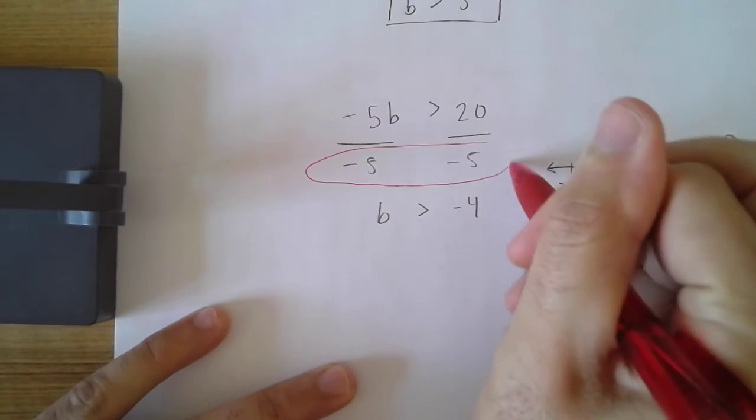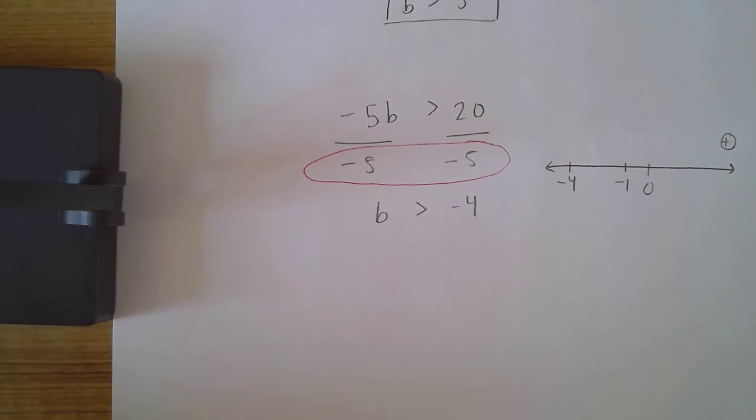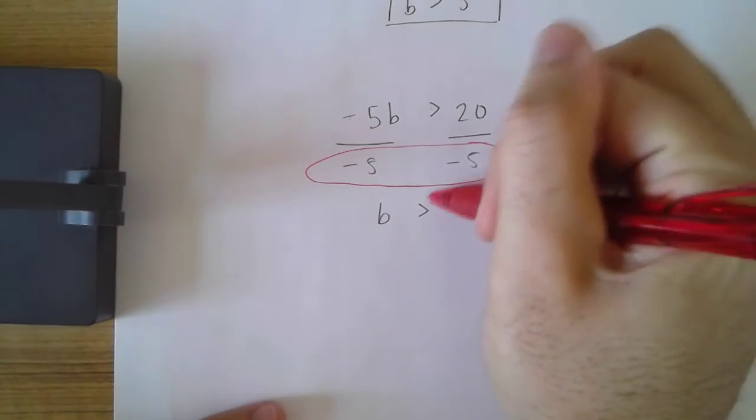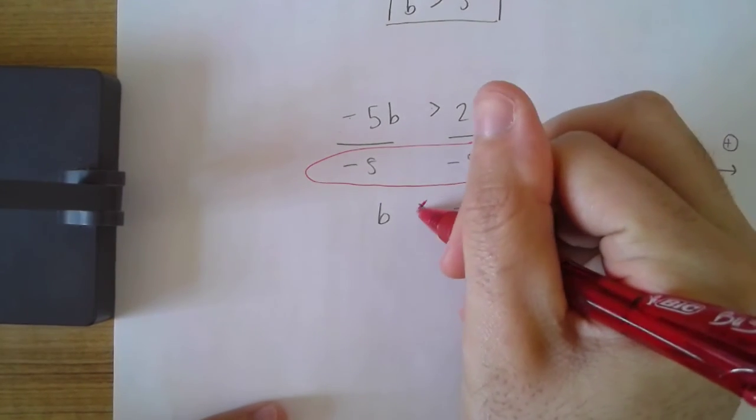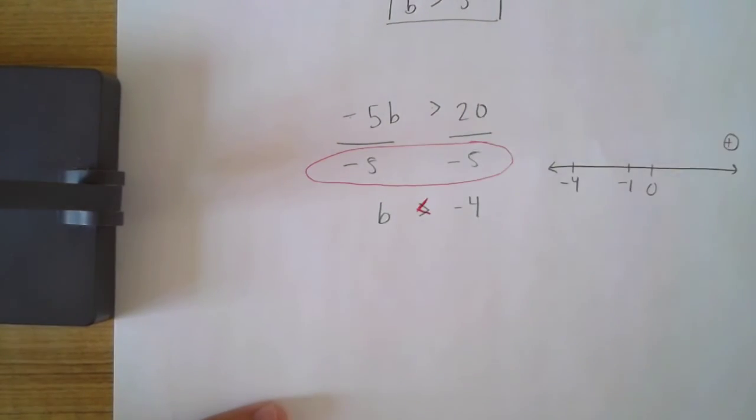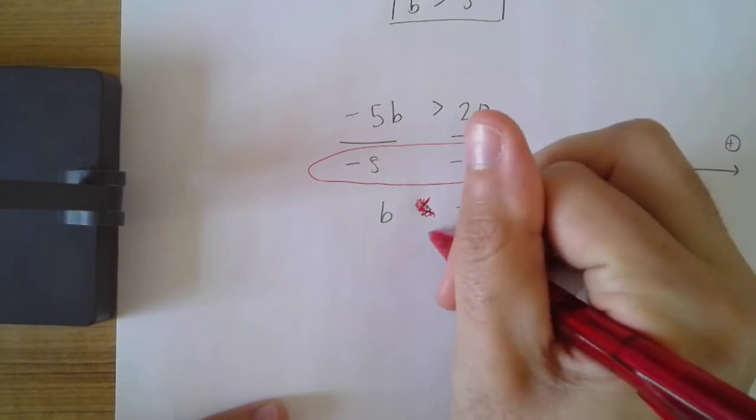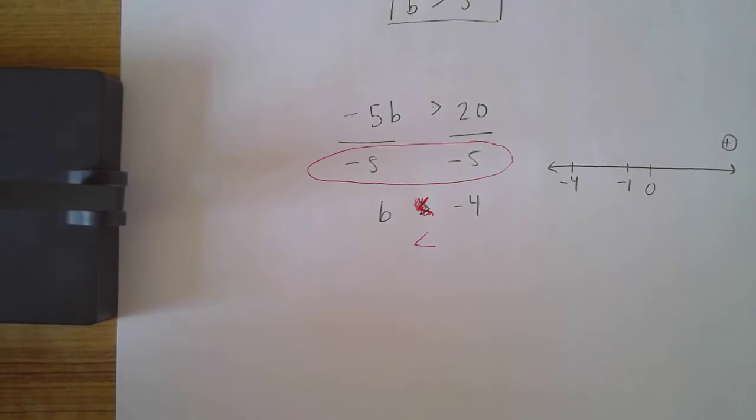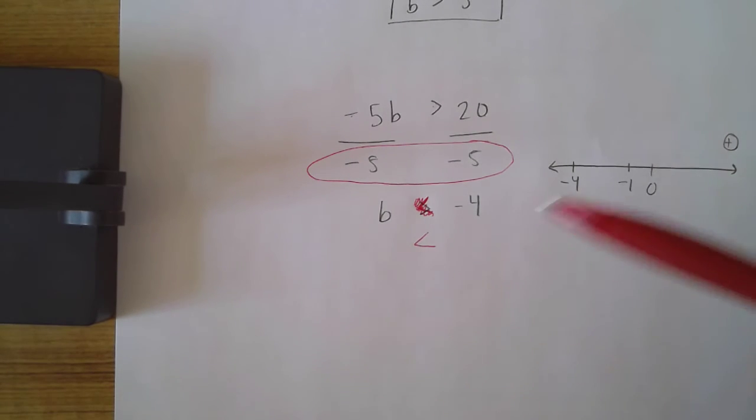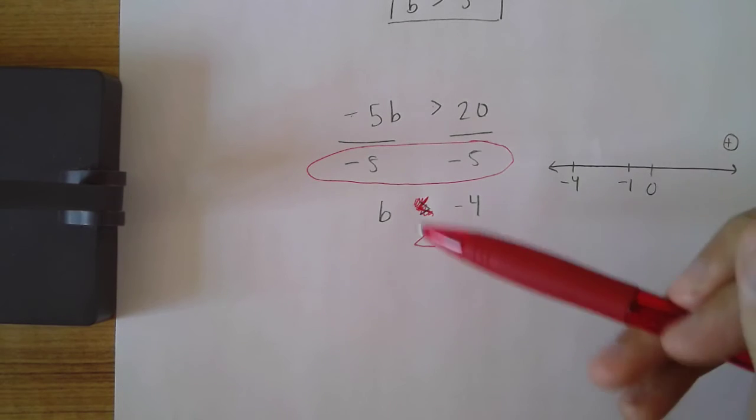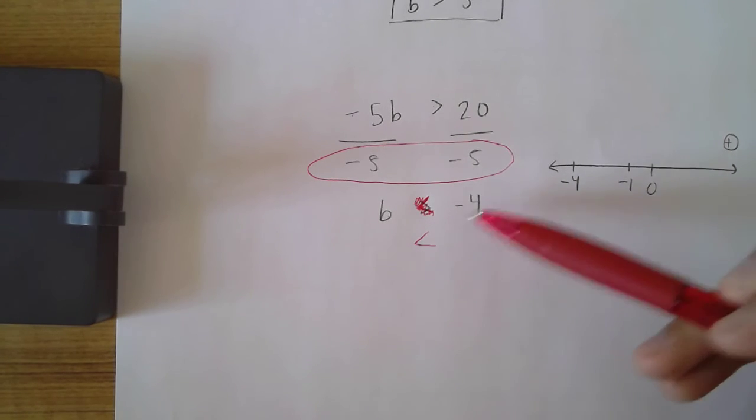Once I divided by a negative number, my inequality has to change. It must be reversed. And in case that's confusing a little bit, as soon as I divided by a negative number, my inequality must change. Now I can try this again with different numbers that I wasn't using earlier. B must be less than negative 4.